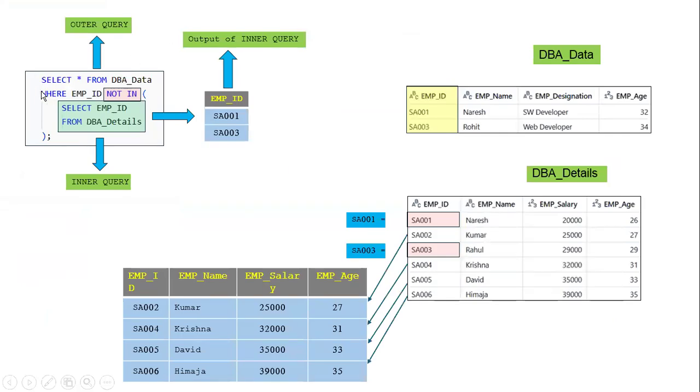If you see NOT IN, up to here, this first one is the outer query, and whatever is highlighted is the inner query. Whatever this one is, is the output of the inner query. And here we are using NOT IN. This is my first table and this is my second table. In the inner query, select employee_ID from DBA_details.